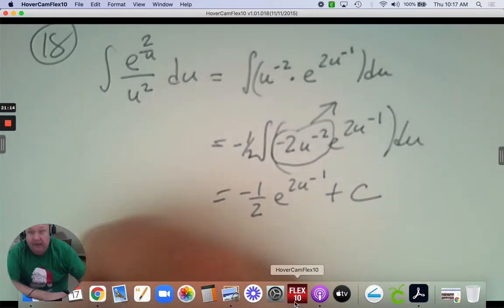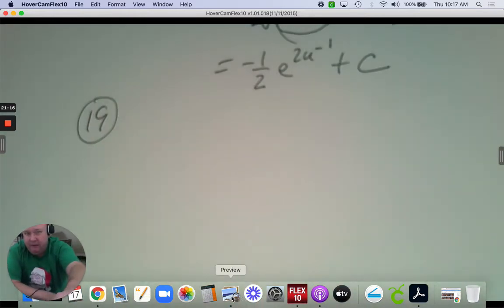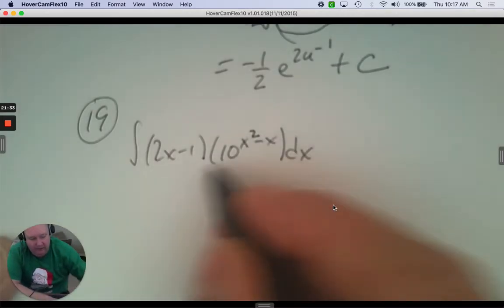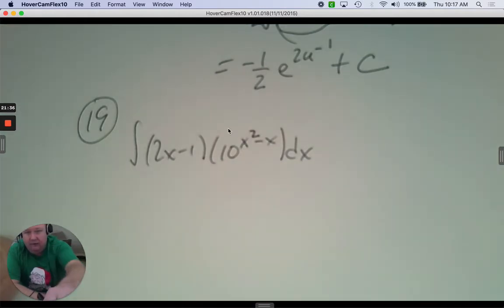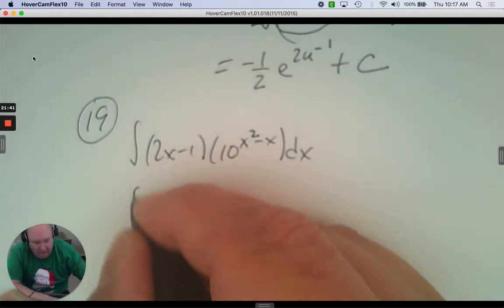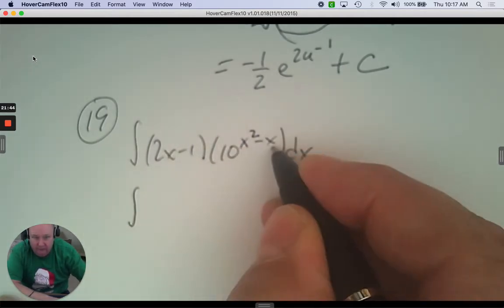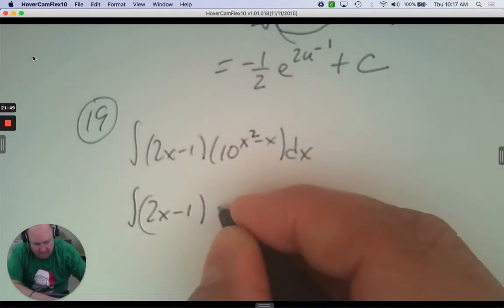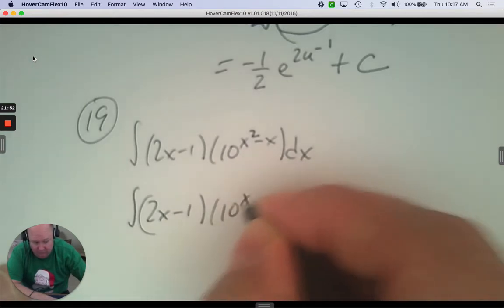Number 19. I just keep looking over and make sure I did it right. In number 19, you're integrating 2x subtract 1 times 10 to the exponent x squared subtract x dx. So you have to have a sense of what's u and what's the hook on. The primary is the exponential, and then I rewrite this and ask, what is the derivative of the exponent? What should be the hook on? And that's 2x subtract 1. So it matches, which is awesome.